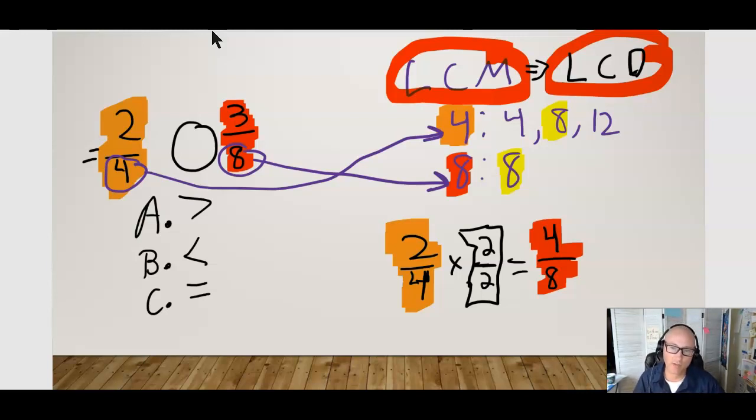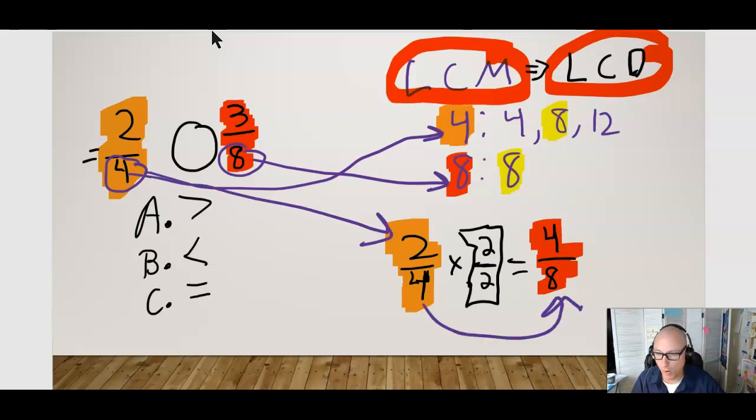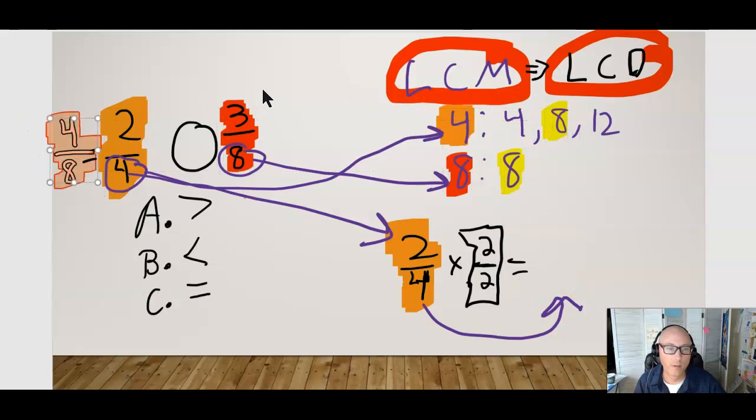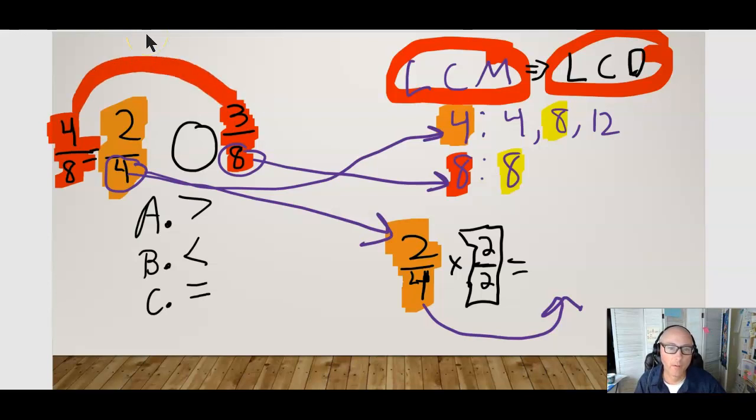Mathematicians are gonna turn this orange right here, this 2/4, into an apple. So I multiplied it by 1, really 2 over 2, which is 1. And I got 4/8. So now let's lasso it up because it's fun to lasso things up. Put on a cowboy hat and put it right up here. Now we can compare the apples to apples. And what do we get? Is 4/8 more than 3/8? Oh yeah, so it's going to be A.